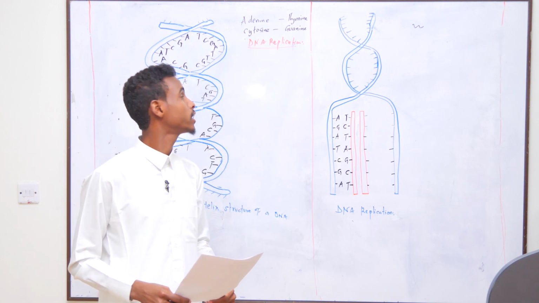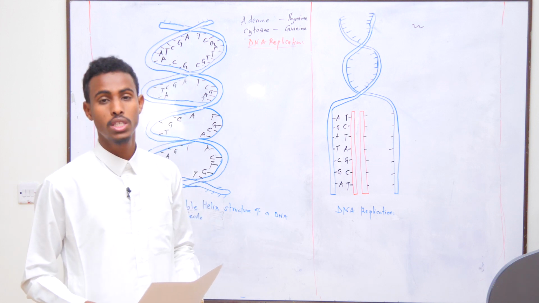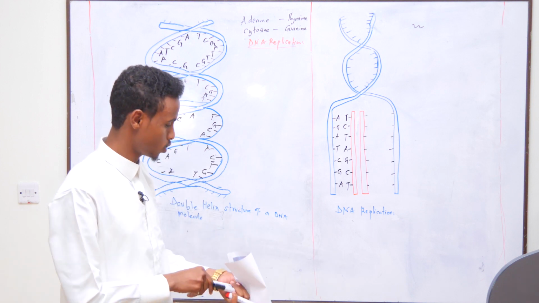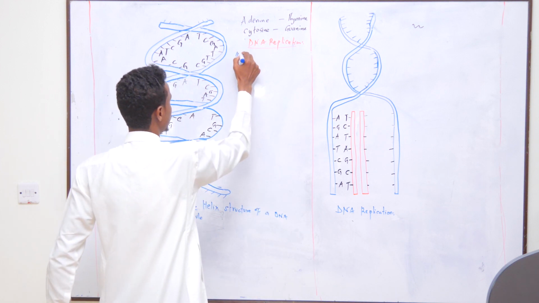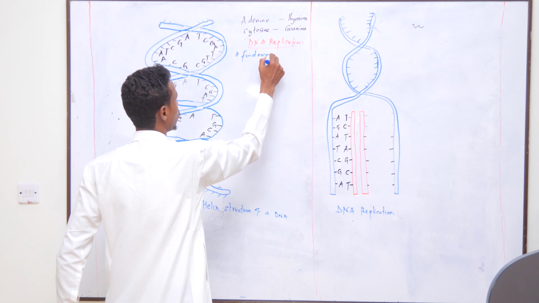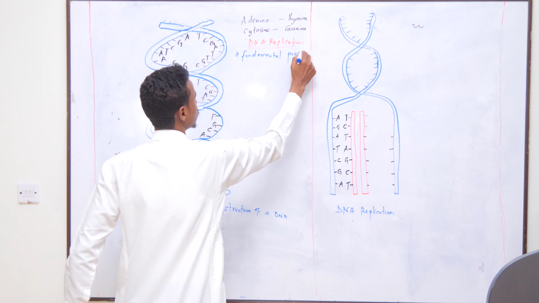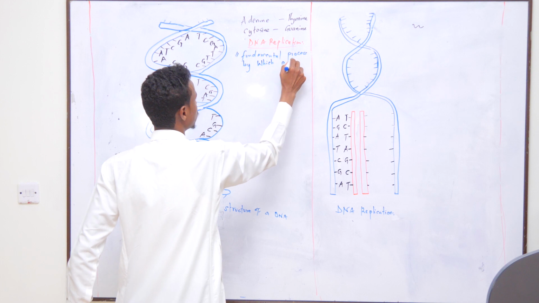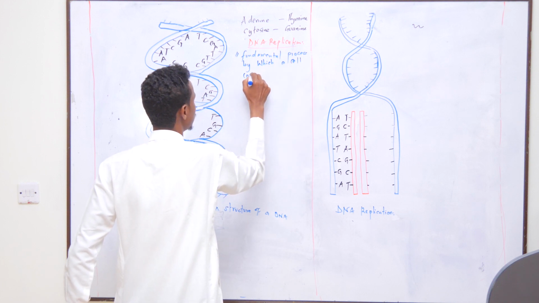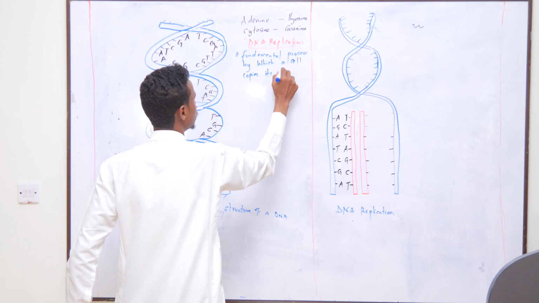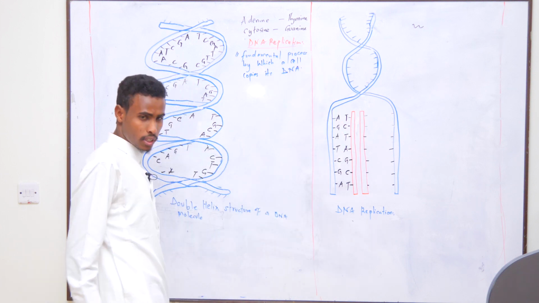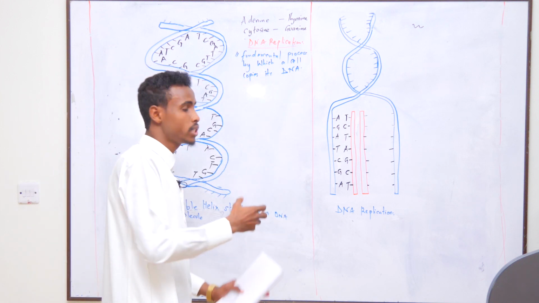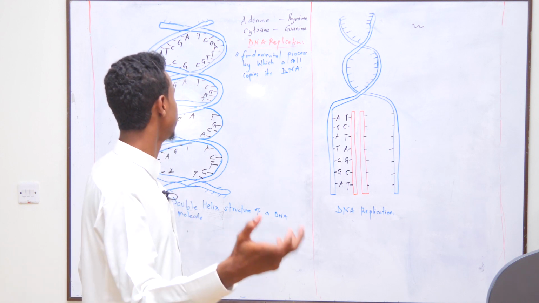And therefore we say DNA replication is the fundamental process by which a cell copies its DNA. DNA replication basically means the fundamental process by which a cell copies its DNA.